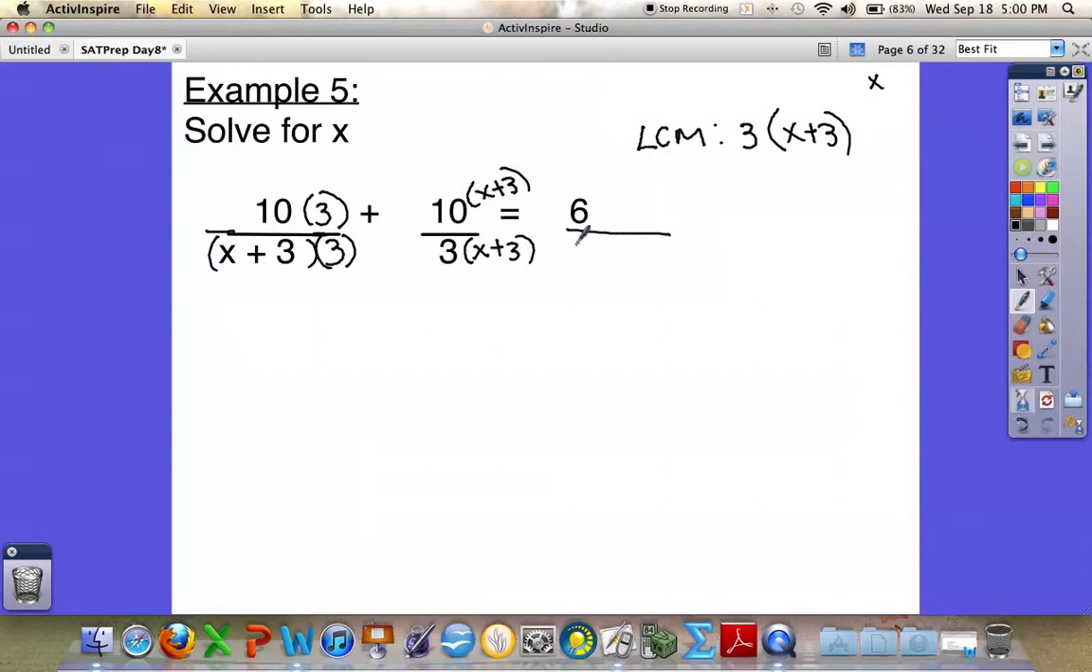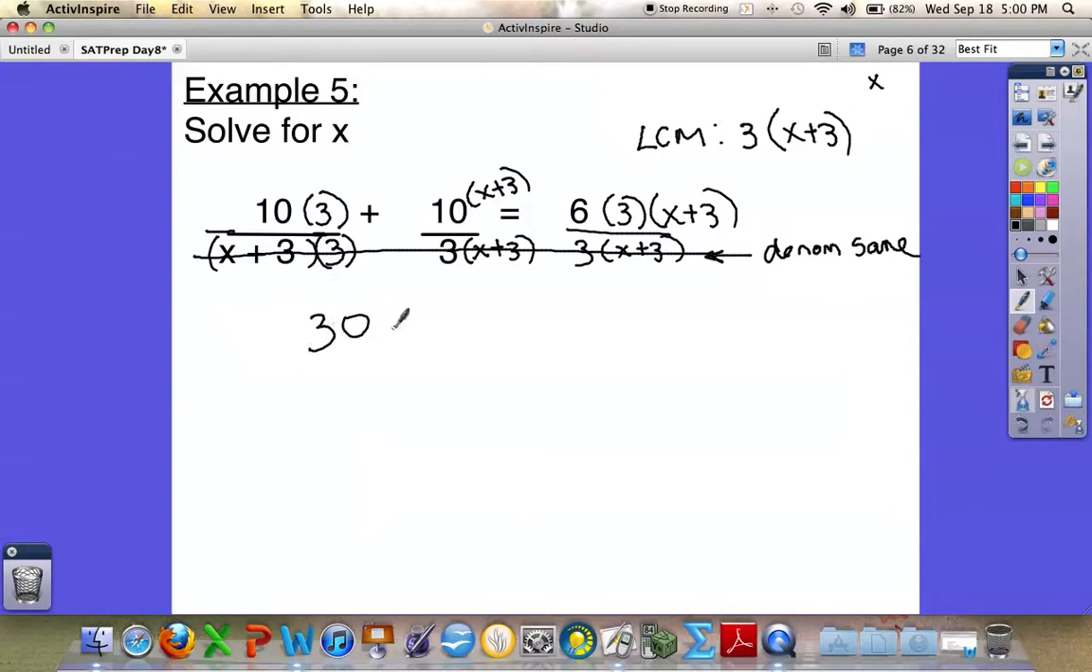And over here, I have neither 3 nor x plus 3, so I need to add both of these to this numerator, the 3 and the x plus 3. And now check. All of the denominators are equal. And so because they are, I can scratch through them and simply solve the numerator portion of this problem. 10 times 3 is 30. 10 times x plus 3 is 10x plus 30.